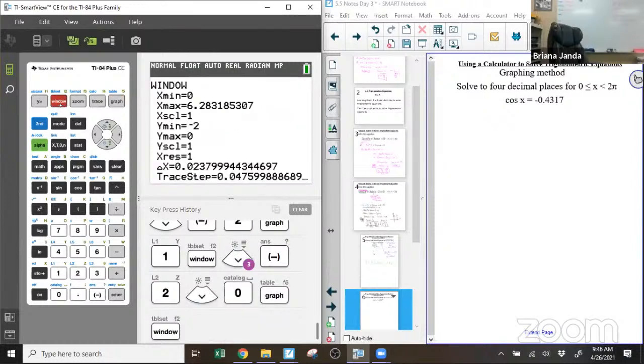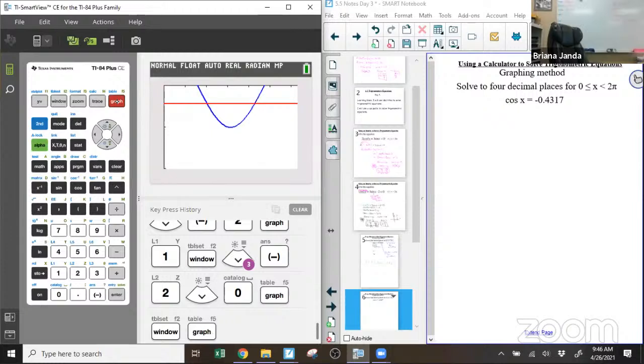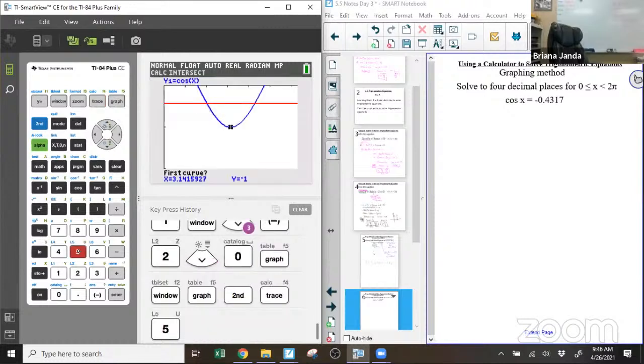Zero to 2 pi, and then again, I just picked numbers low enough and high enough that I see this on my y range. -2 to 0 would sandwich that -0.5-ish number. And then I go find that by using my intersect. So second, calc, intersect. Again, your bug will probably jump to your trig function, but it's easier for me to move along my horizontal line. So first things first, just jump up to the horizontal line, and then I arrow closer to one intersection than the other. Enter, enter, enter.